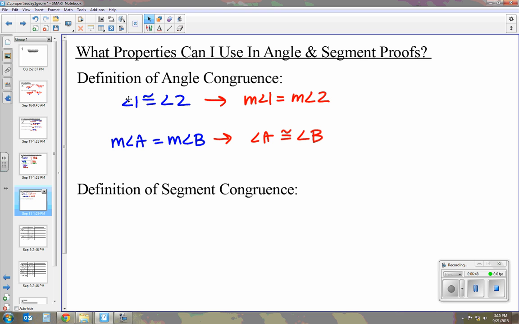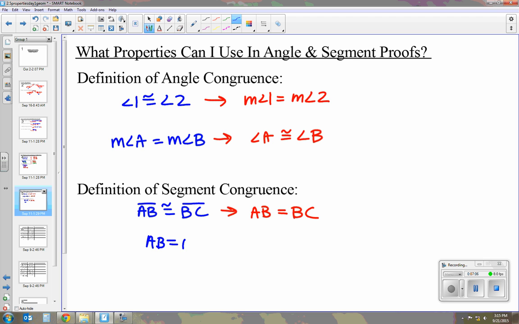Same thing with segments. We can say that line segment AB is congruent to line segment BC. And using this property, I can rewrite this statement saying that AB is equal to BC. And we can go the other way around. We can start with AB equals BC, and we can rewrite it as saying AB is congruent to BC. Okay, so that one's a really important one. We see it a lot. It's brand new to us, so we like to practice this, okay?